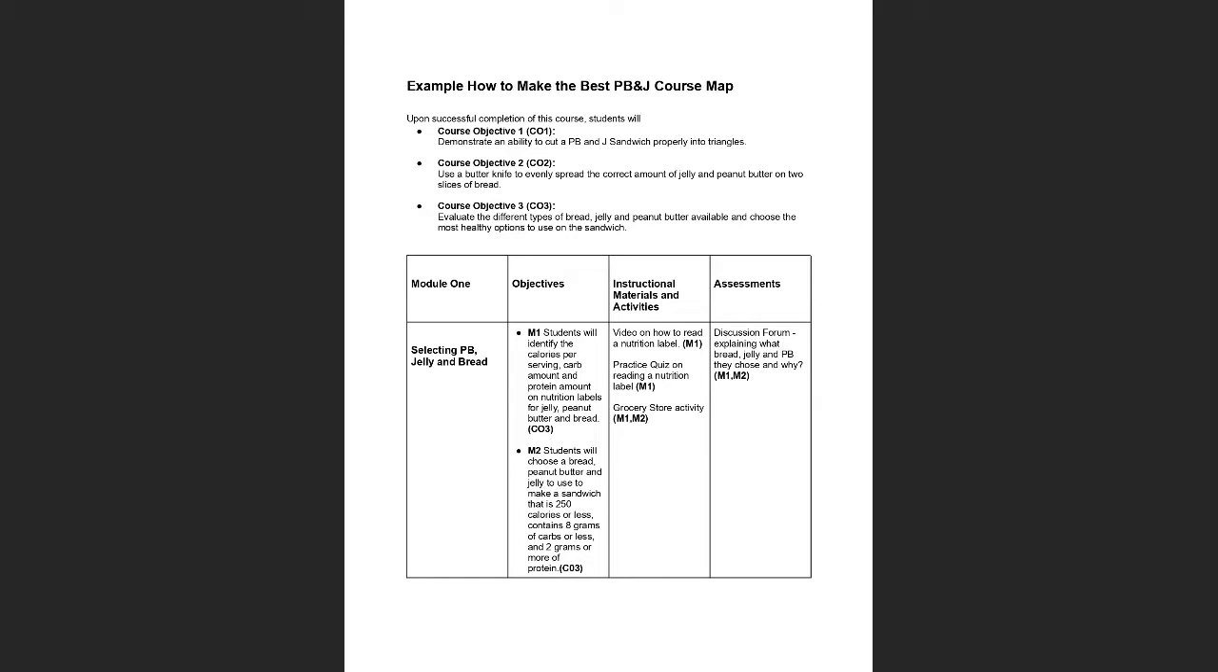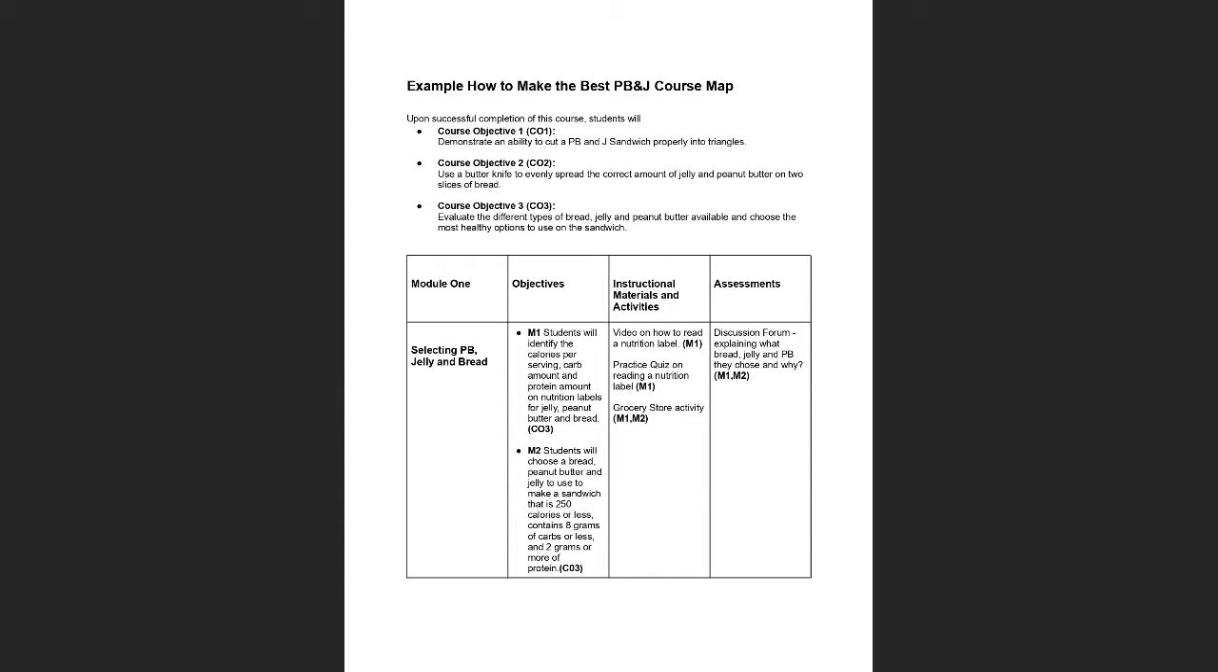And of course, the first one was demonstrate an ability to cut PB&J sandwiches properly into triangles, use a butter knife to evenly spread the correct amount of jelly and peanut butter on 2 slices of bread, and evaluate the different types of bread, jelly, and peanut butter available. Choose the most healthy options to use on the sandwich. So those were the objectives that we came up with, and for sure you guys came up with very similar ones as well.